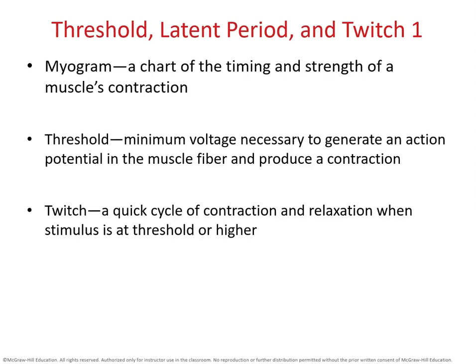So a few words that are important for us here. A myogram is a chart that shows the timing and the strength of a given muscle's contracting ability. When I say threshold, what I mean is the minimum electrical voltage that we need to generate the action potential that is going to set a muscle contraction into action.